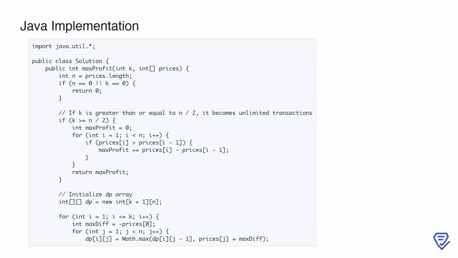We then enter a nested loop to fill this dp array. For each transaction count i, we start by calculating max_diff, which helps us track the optimal point to buy stock for this transaction cycle. Inside the inner loop, we calculate the maximum profit up to the current day by either not selling today or selling today and using max_diff for the best previous buy point.